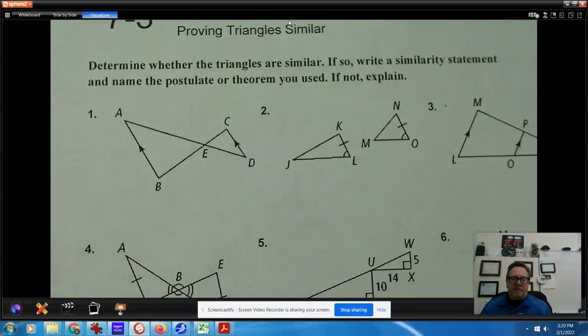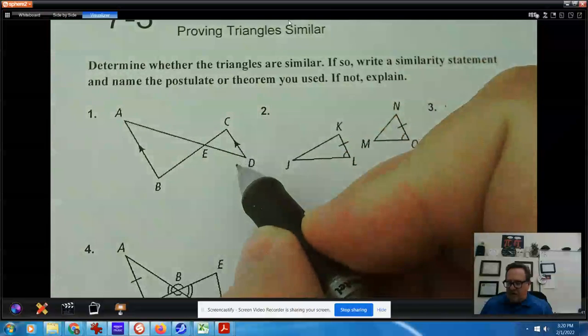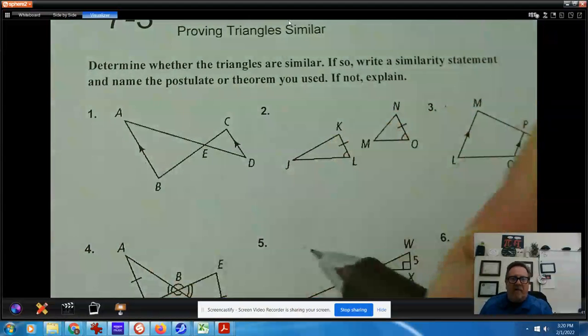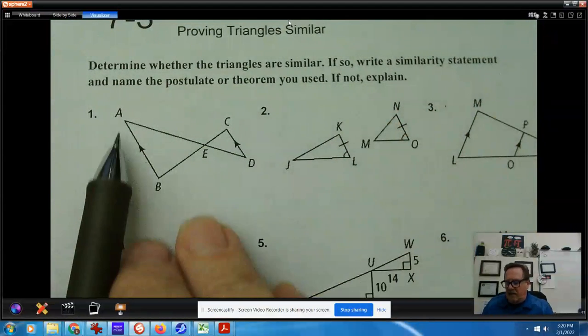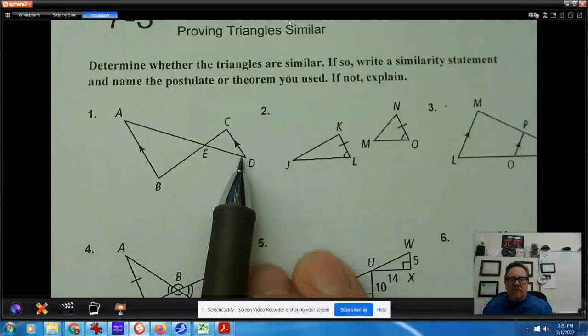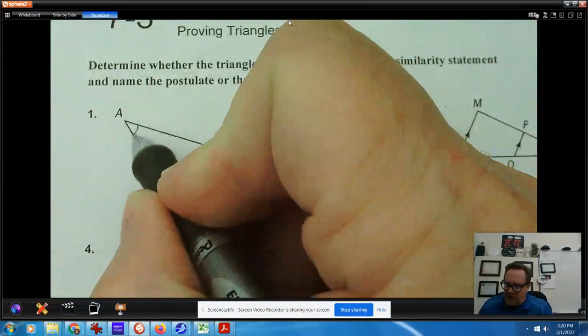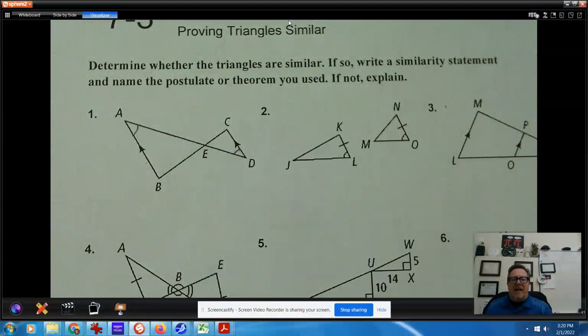So looking at this picture, it says determine whether the triangles are similar. And if so, write a similarity statement and name the postulate or theorem that we use. Well, let's see what happens. If I look at this drawing, I see these two lines are parallel to each other. And I see that they're being cut by a transversal. And I know from before that alternate interior angles are congruent. So I can say that angle A is congruent to angle D. Okay?